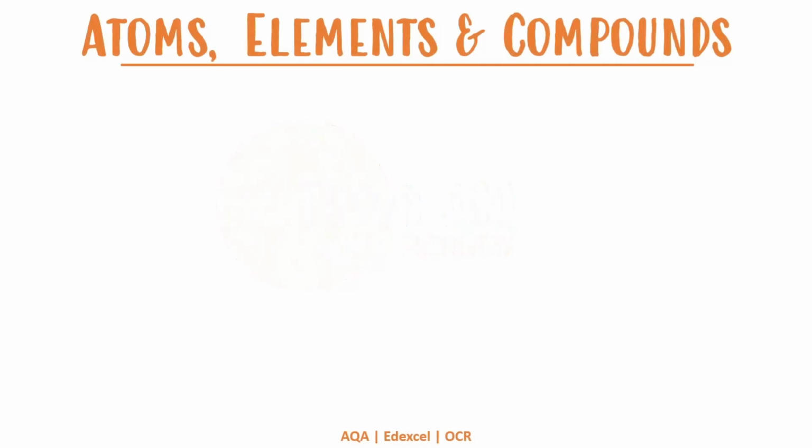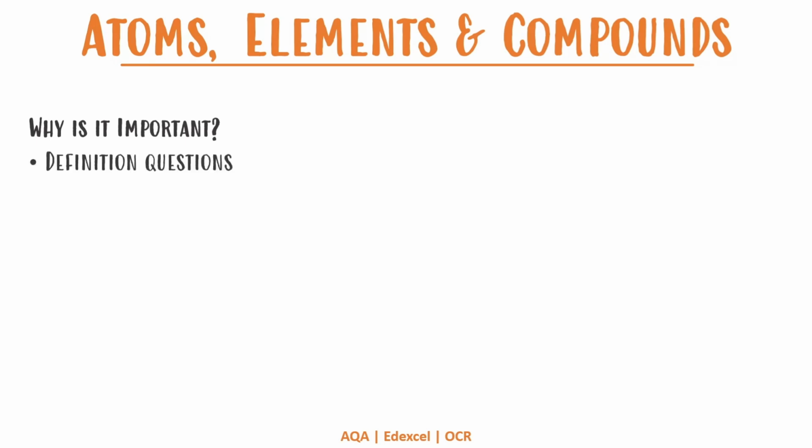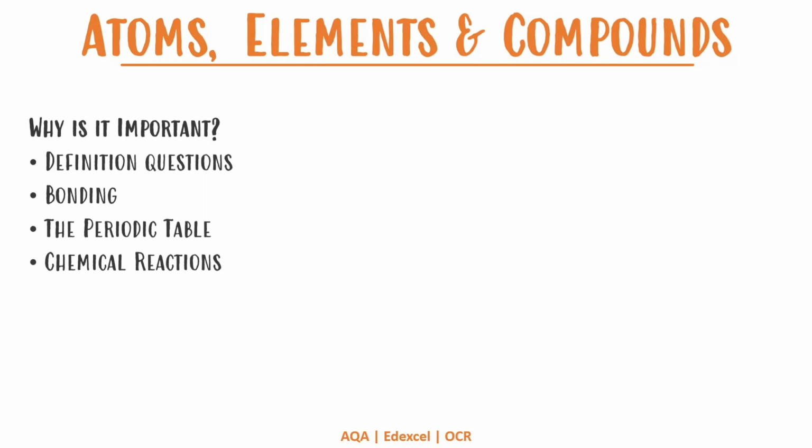Welcome back to another lesson where we will be looking at atoms, elements, and compounds. After which, we'll apply them to some real GCSE exam questions and see how we do. Now, it's an important topic because it has various different links, such as definition questions, bonding, both ionic and covalent, the periodic table, chemical reactions, and lastly, calculations.